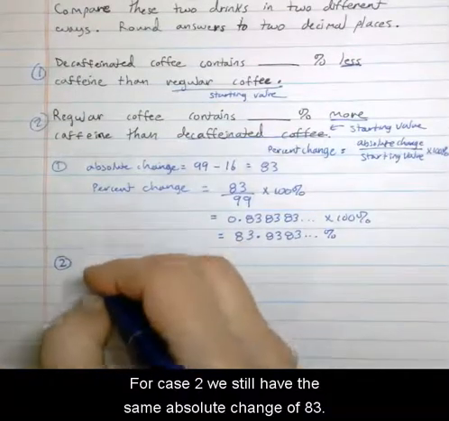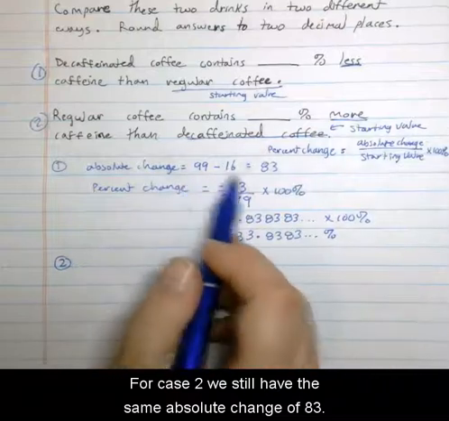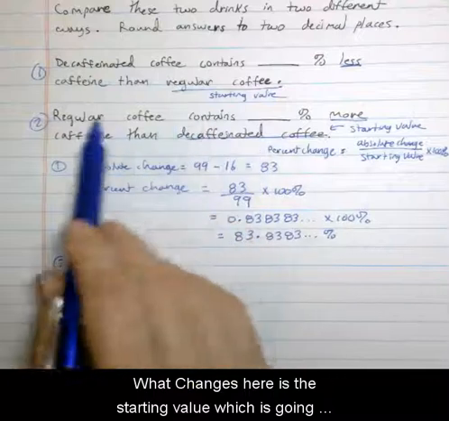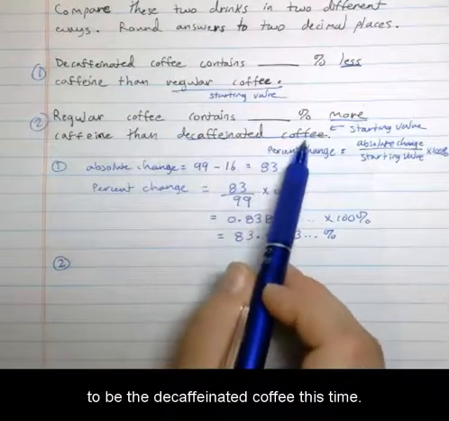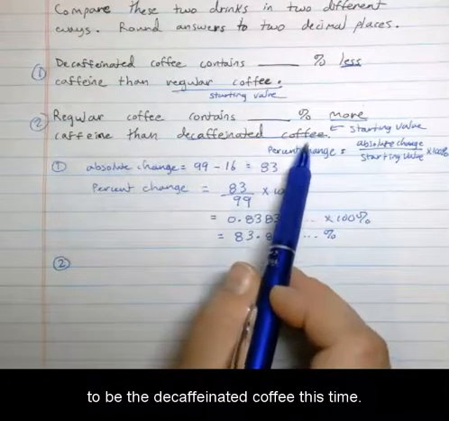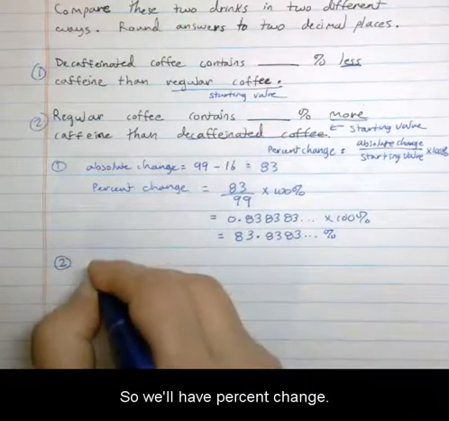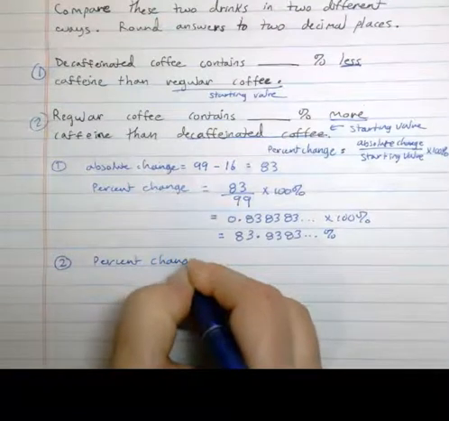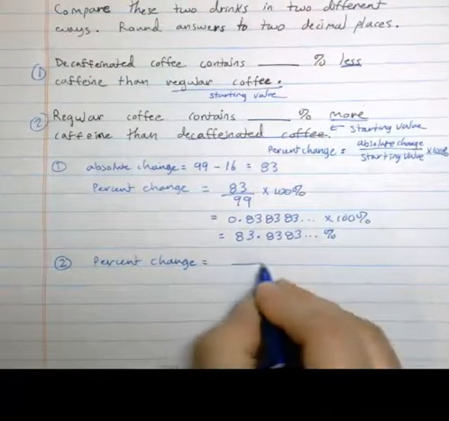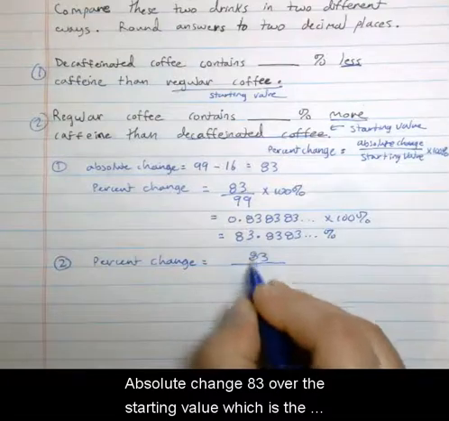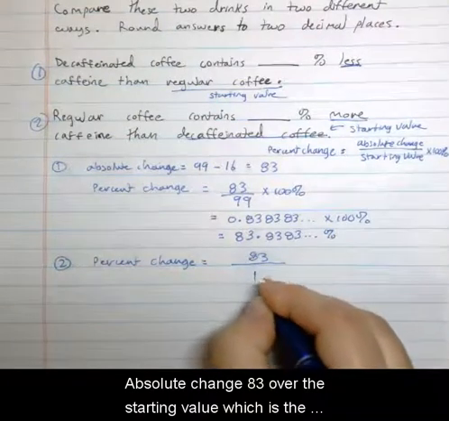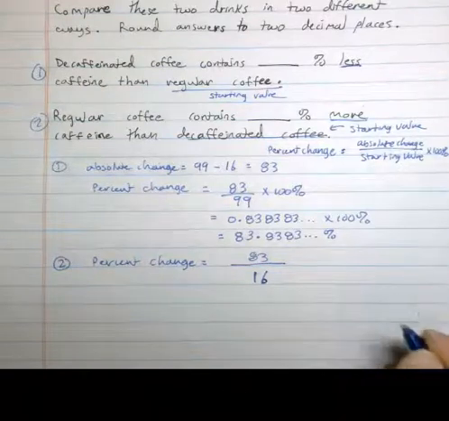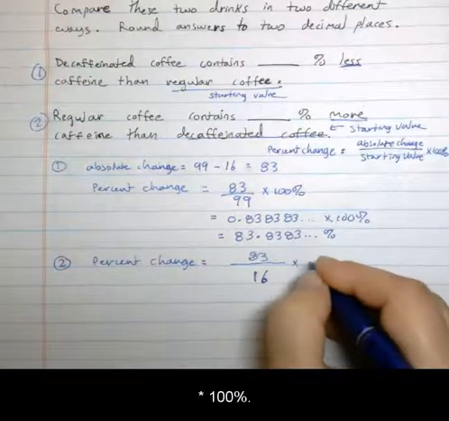For case 2, we still have the same absolute change of 83. What changes with case 2 is the starting value, which is going to be the decaffeinated coffee this time. So we'll have percent change equals the absolute change, 83, over the starting value, which is the decaffeinated coffee milligrams this time, times 100%.